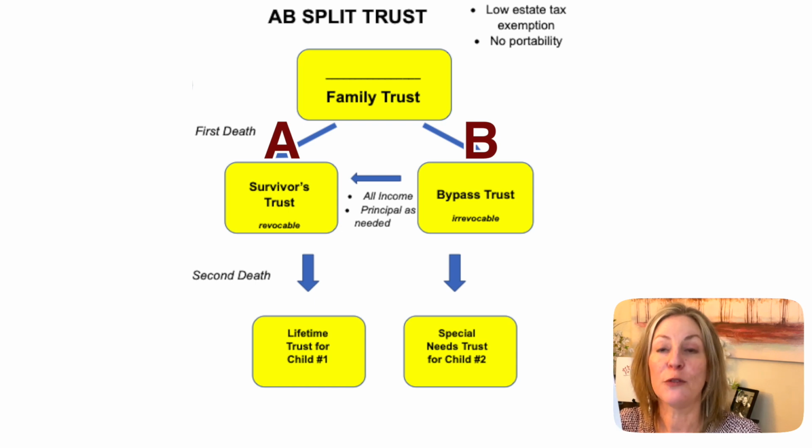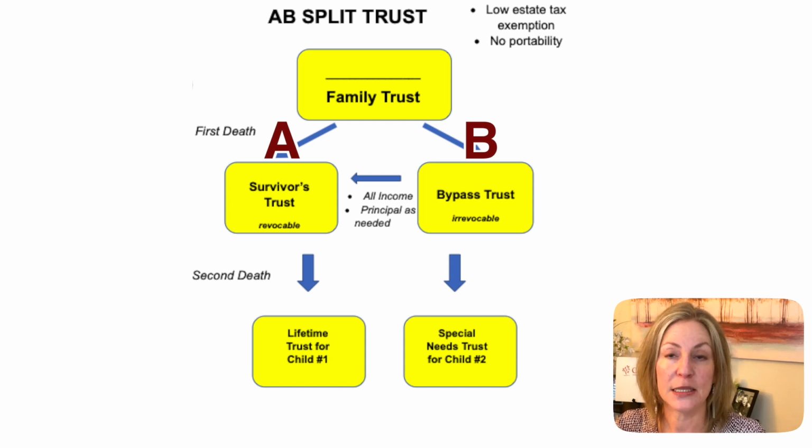So people who have larger estates typically prefer this A-B split, because the bypass trust protecting that estate tax exemption is really important for the survivors. And you're not as concerned about capital gains taxes because, as we put it, capital gains tax is an elective tax. That means you can choose not to sell something.